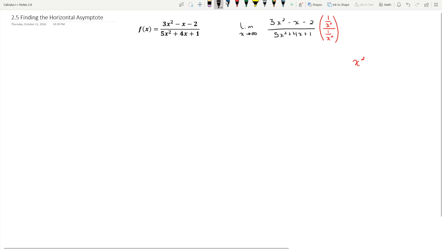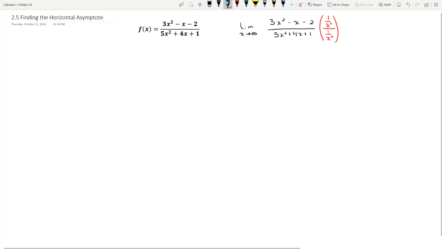So in creating this product, you notice that 1 over x squared divided by 1 over x squared is still 1. It would reduce to 1. So we're not changing the value of this function in any way, but what we are doing is reevaluating it in such a way that we can reduce to find the limit as x approaches infinity.